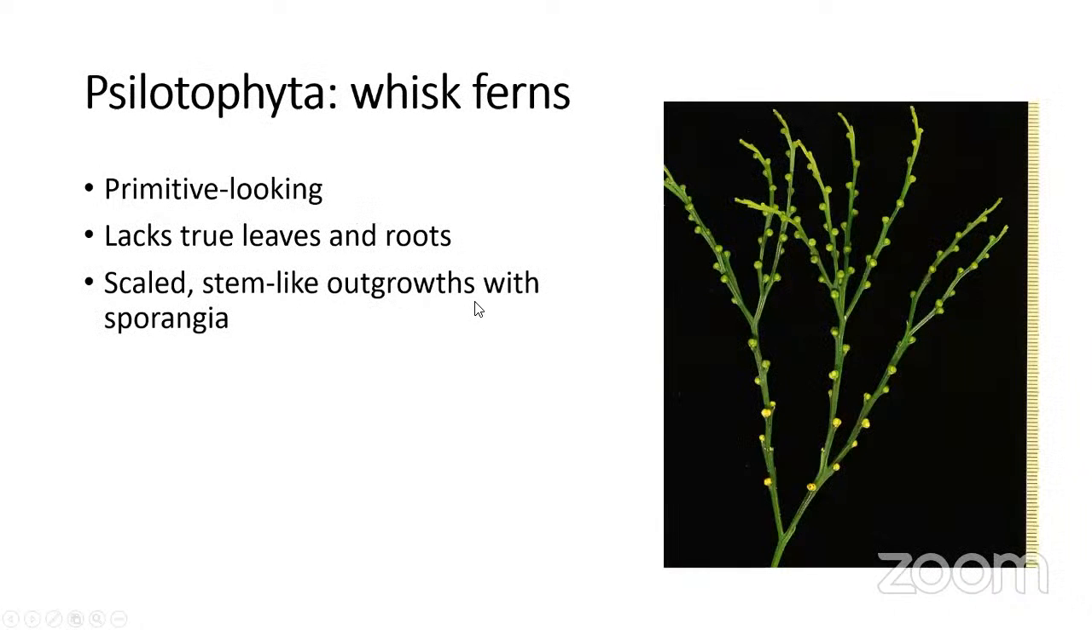Next, we have our whisk ferns, the Psilotophyta. So these are primitive looking in that they often look kind of like sticks, basically, right? So we see these scaled, stem-like outgrowths. And we can see the sporangia located along them, so they do still have spores. That's what unites this group of the ferns and the fern allies. But they don't really have much of a leaf structure.